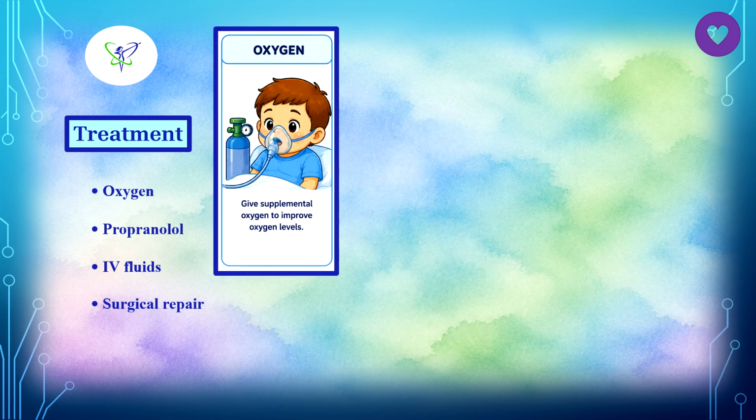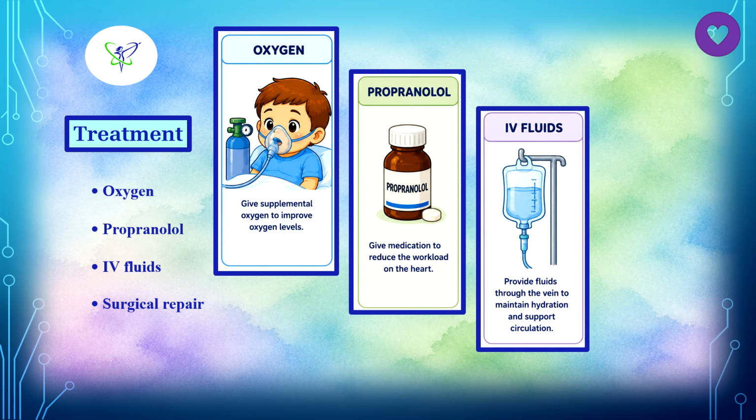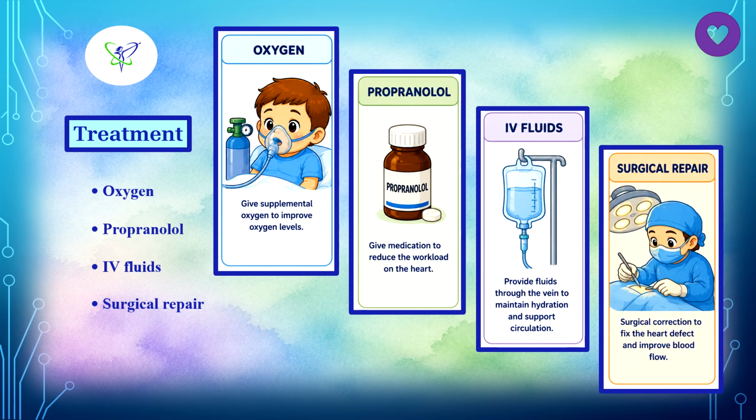Treatment includes oxygen. We give supplemental oxygen to improve oxygen levels. Propranolol. This medication is used to reduce the workload of the heart. We give IV fluids. We provide fluids through the vein to maintain hydration and support circulation. And surgical correction to fix the heart defect and improve blood flow may be needed.